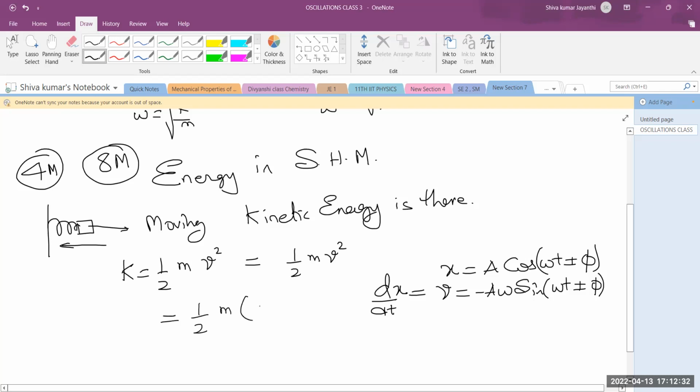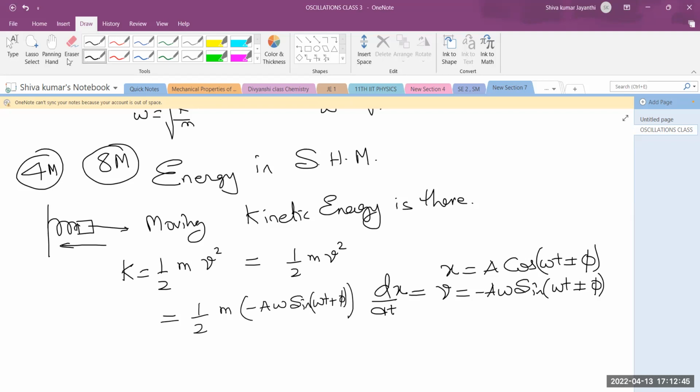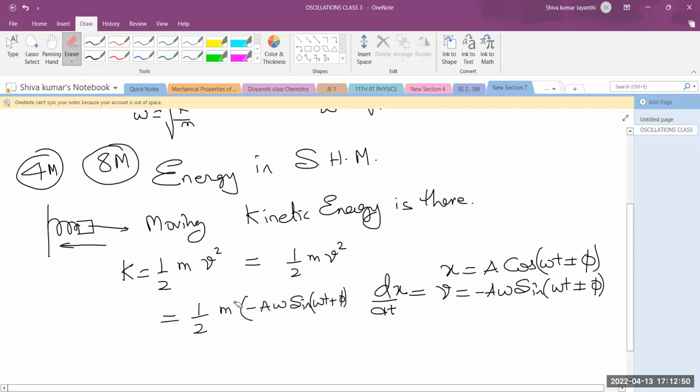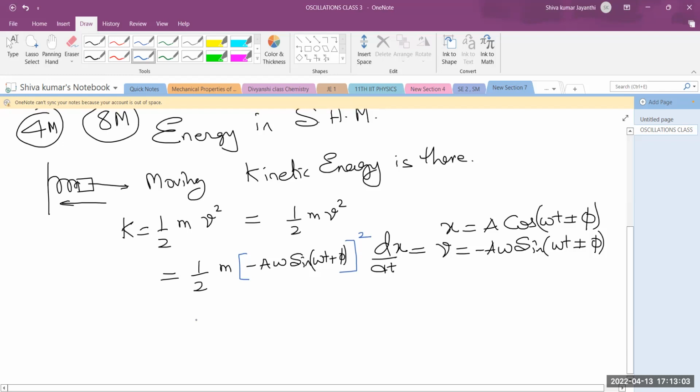Instead of v, we have to write this: omega sin omega t plus 5. Check the brackets carefully, children. See here, this bracket and this bracket. To avoid confusion, I'll put a square bracket here, in some other color also. Now you understood? A square, because this is velocity, square of the velocity. Understood this?